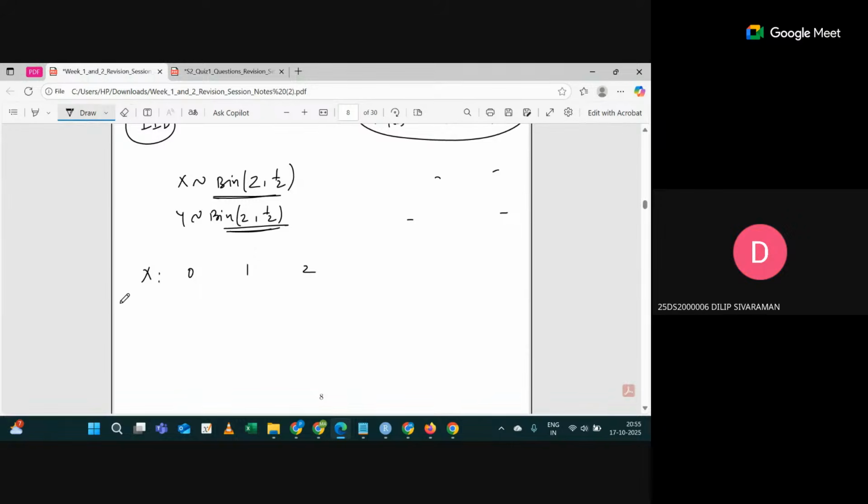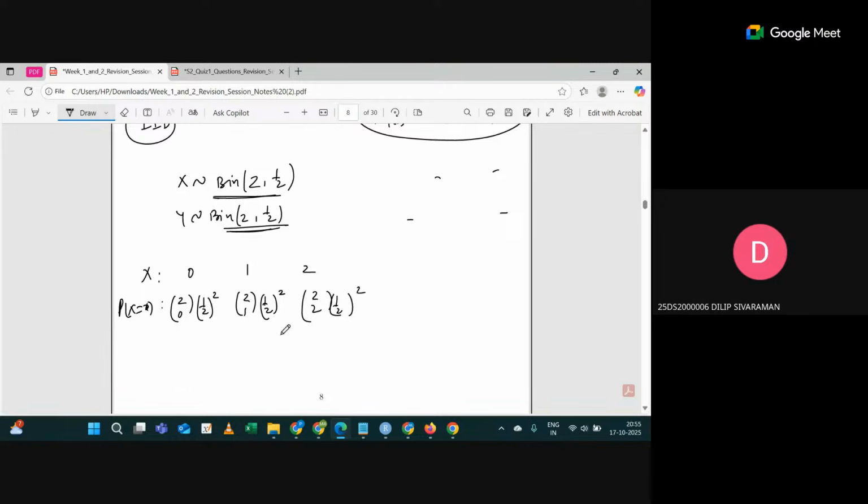So basically I will write 2C0 half raised to the power 2, correct? Then 2C1 half raised to the power 2, 2C2 half raised to the power 2, correct?